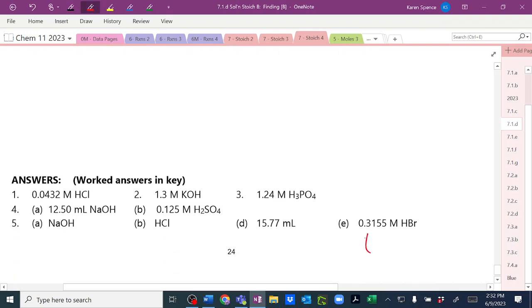I think this should have only 3 sig figs. Oops. Okay, 6. But you'll take a look at it and you'll be like, oh, it should have only 3 sig figs, Miss Spence. And I'll be like, oh yeah, shoot.